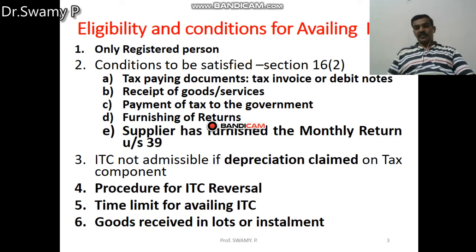There are two exceptions. As I said, if the recipient fails to pay the supplier within 180 days, the amount of such credit will be added back to the output tax liability and he has to pay it along with interest at 18% per annum. This has two exceptions. Number one, supplies on which tax is payable under the reverse charge mechanism: this rule is not applicable. And in case of deemed supply without any consideration, this rule is not applicable.